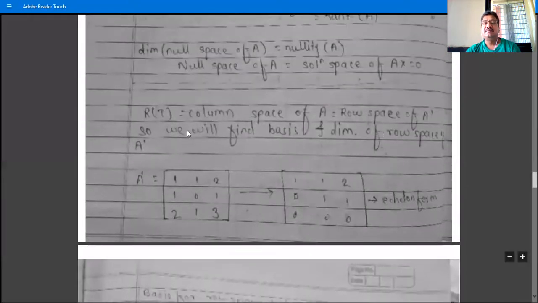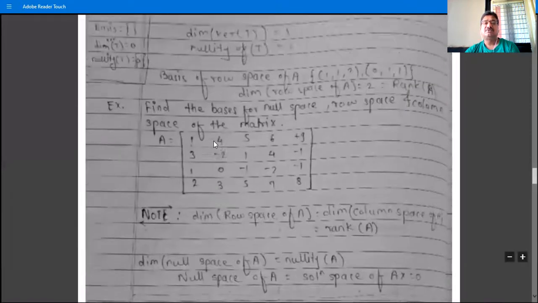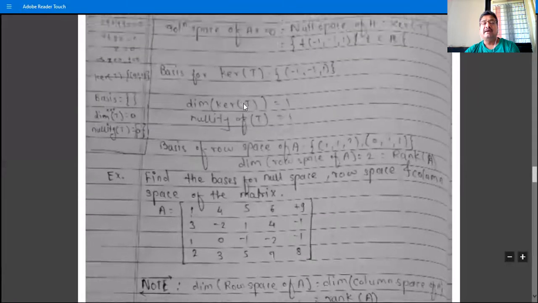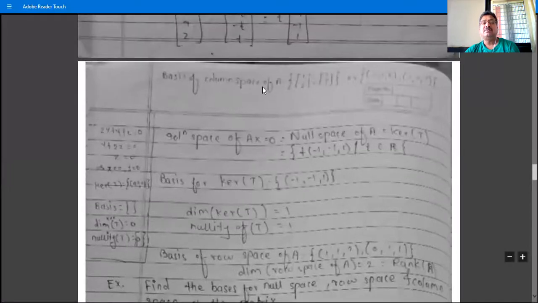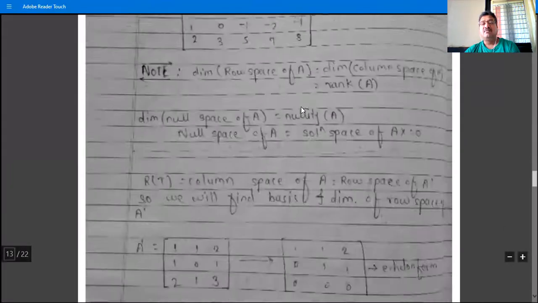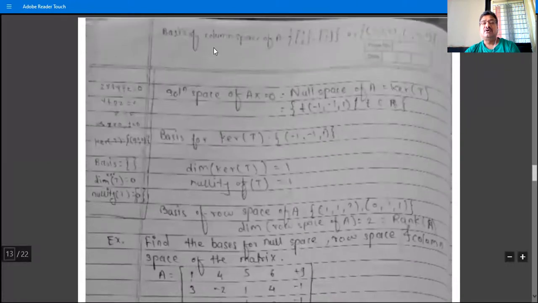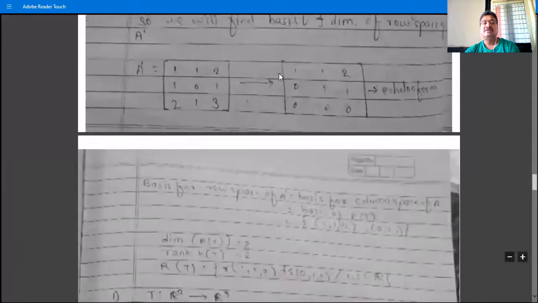So what is R(T)? The column space of A is equal to the row space of A dash, A transpose. So we will find the basis for the row space of A transpose. So this is the answer. Don't write this. If we have to find the basis for the range of T, then we will find the basis for the column space of A, or we will find the basis for the row space of A dash. So we will give the answer to the same problem, that we have to find the rank of A. In order to do that, we use this alternate procedure.